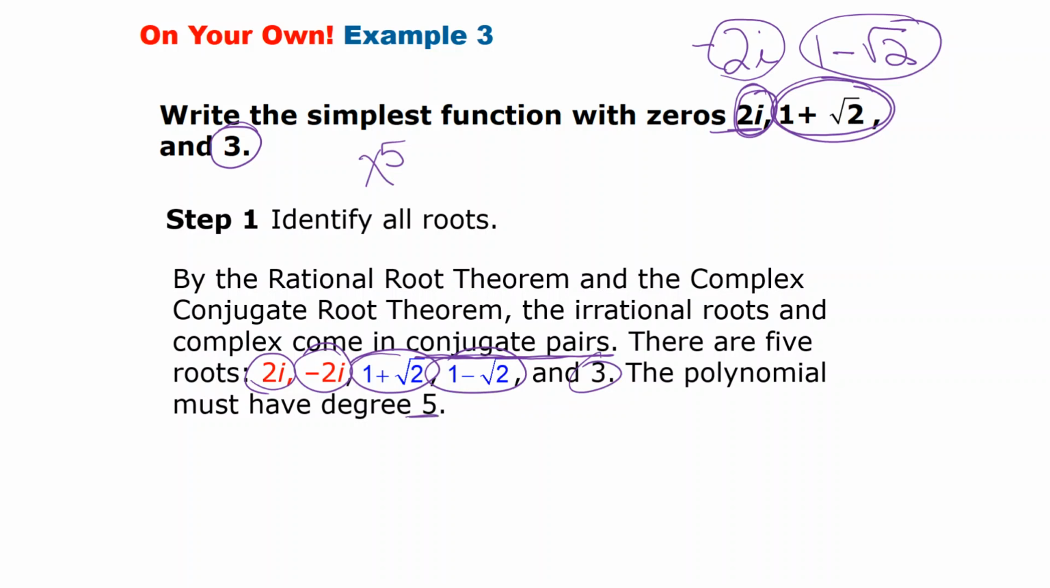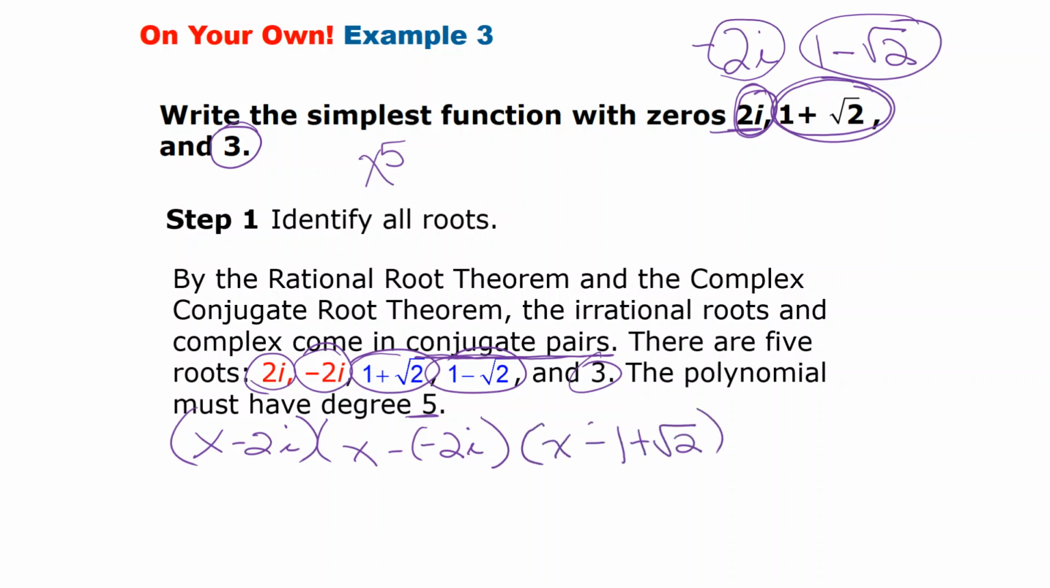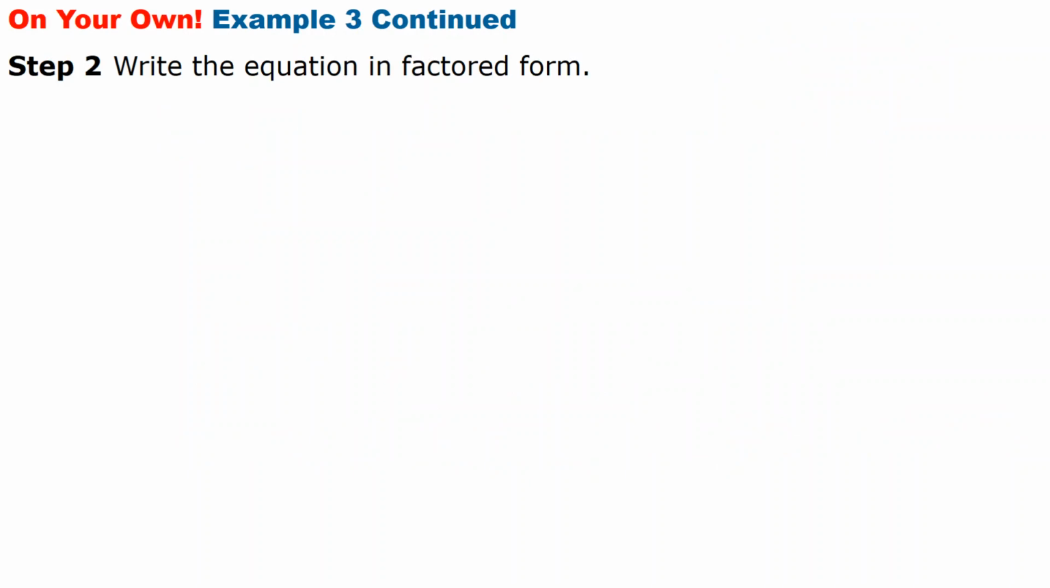So now we have to remember how we are going to write all of those. We're going to say x minus 2i, x minus negative 2i, x minus (1 plus square root of 2), x minus (1 minus square root of 2), and finally x minus 3. So you can see that it's going to be pretty complicated, a lot of multiplying, so we're going to take it really, really slow. First of all, we have to write the equation in factored form, which we just did, and here it is rewritten for us again.